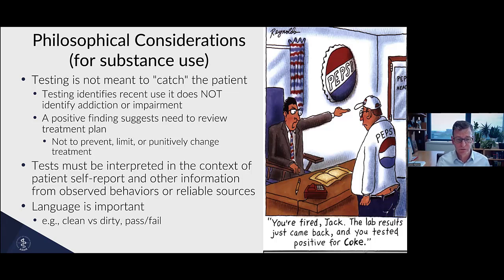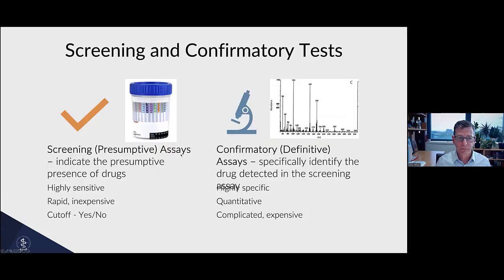And language in these cases is very important, especially with drug testing. We think about using pejorative language like "your urine is dirty," right? And I think people that are listening to this probably have a good sense of what that's about. There's two kinds of screening, two kinds of testing in general. There's screening and there's confirmation. Some people call it presumptive testing and definitive testing or confirmatory testing. There's lots of different words you can use here.